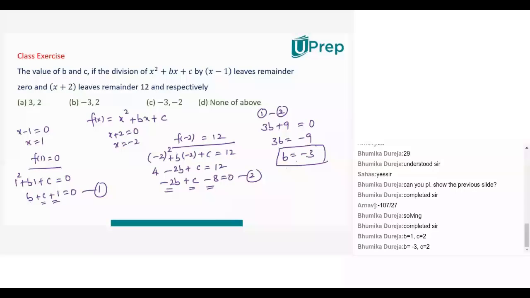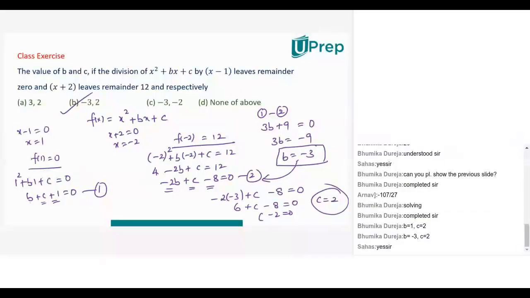Let's take this b value and come back to any one of these equations. It's nearby, so I'll come here. Minus 2 into minus 3 plus c minus 8 is 0. That is 6 plus c minus 8 is 0, or c minus 2 is 0, or I have c equal to 2. Let us check, do we have anything which satisfies? B is minus 3 and c is 2, which is present at option B. Arnav? Yes, sir. Right.